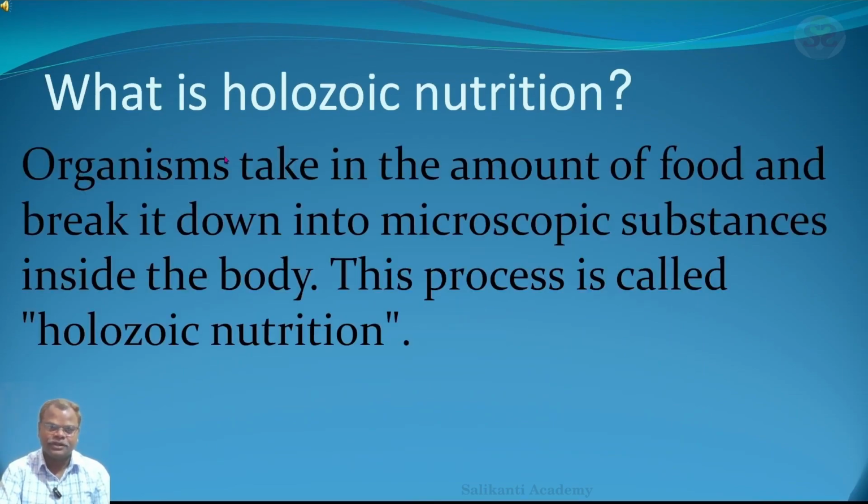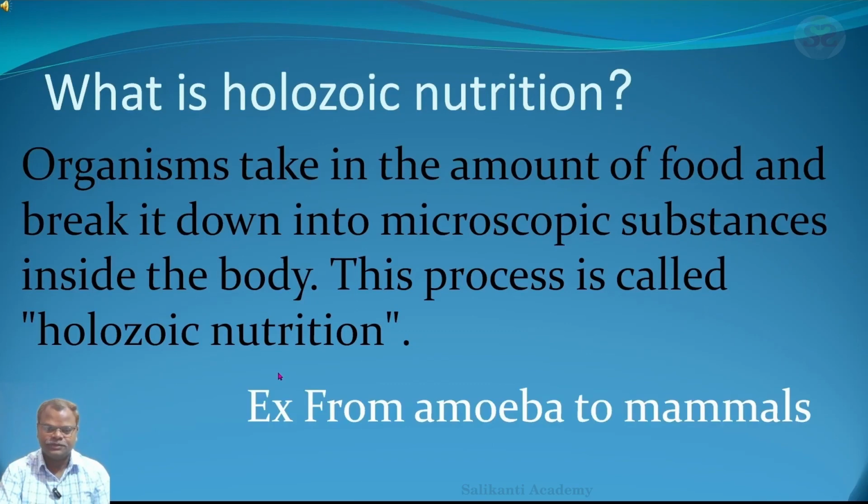Holozoic nutrition: organisms take in food and break it down into microscopic substances inside the body. The process is called holozoic nutrition. Examples of holozoic nutrition range from amoeba to mammals. Amoeba is unicellular, mammals are multicellular. From unicellular to mammals, they follow holozoic nutrition.